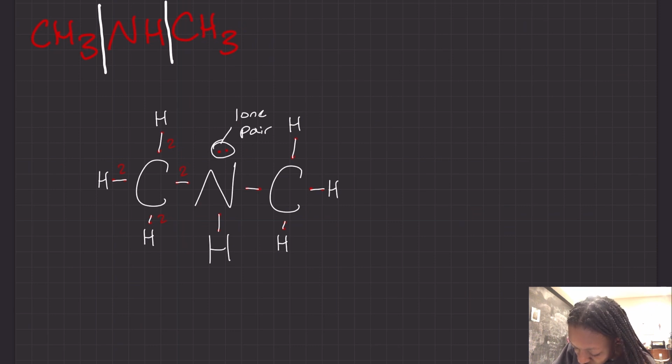Carbon has 1, 2, 3, 4, 5, 6, 7, 8. And then on the other side, hydrogen's got 2, 2, 2. And then carbon has 1, 2, 3, 4, 5, 6, 7, 8. As far as nitrogen goes, nitrogen has 1, 2, 3, 4, 5, 6, 7, 8.